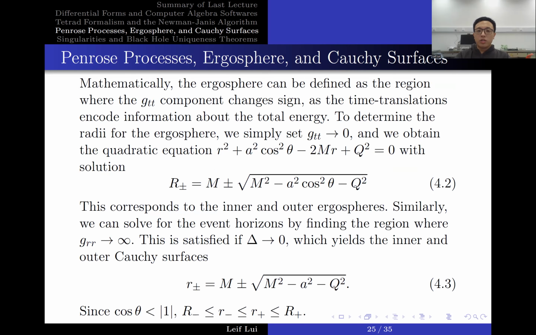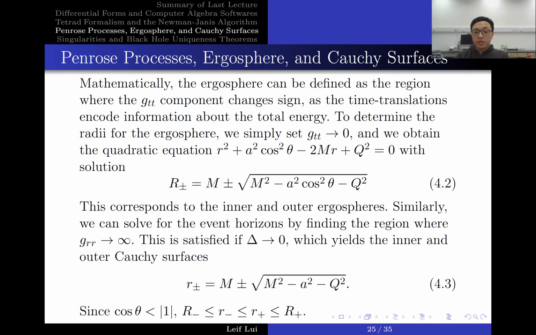So mathematically, the ergosphere can be defined as the region where g_tt changes sign, as the time translations encode information about the energy. To determine the radii of the ergosphere, we simply set g_tt to 0, and we obtain a quadratic equation as follows, with the solution given by this. This corresponds to the inner and outer ergosphere. The positive solution corresponds to the outer ergosphere, and the negative solution corresponds to the inner ergosphere.